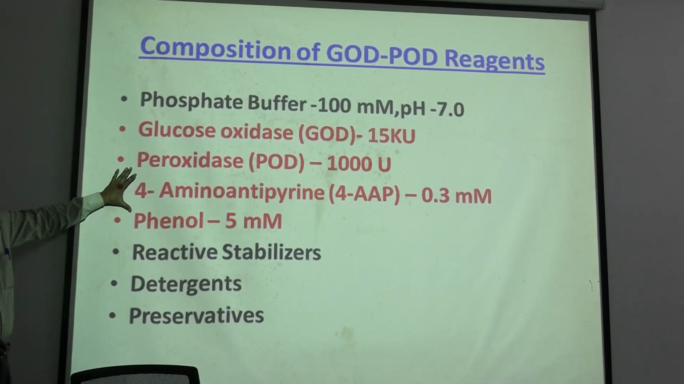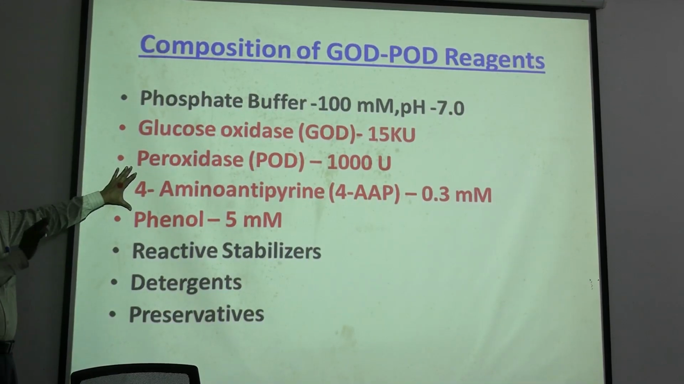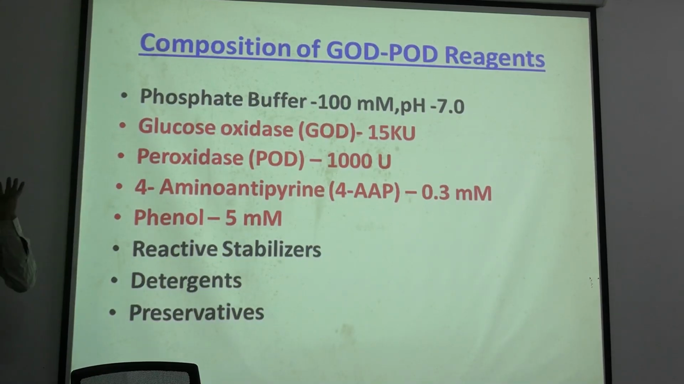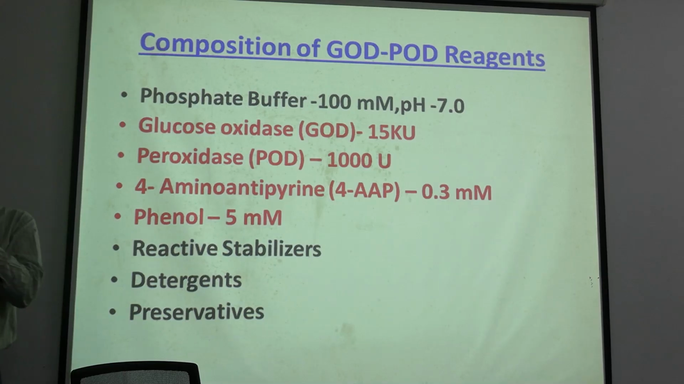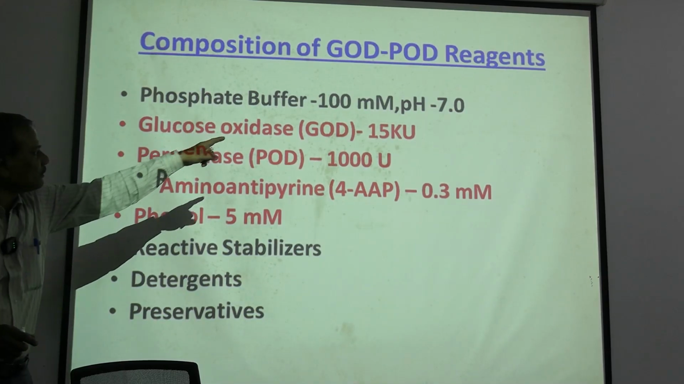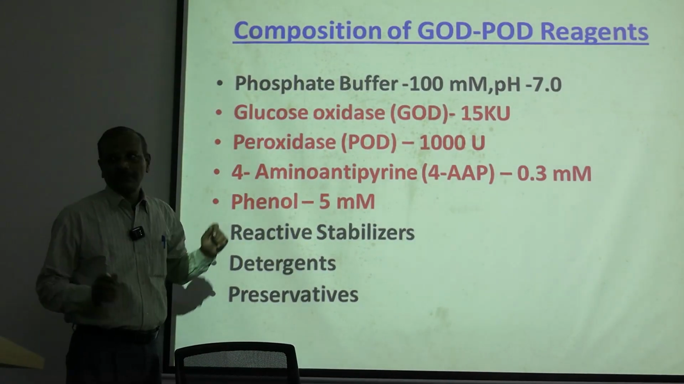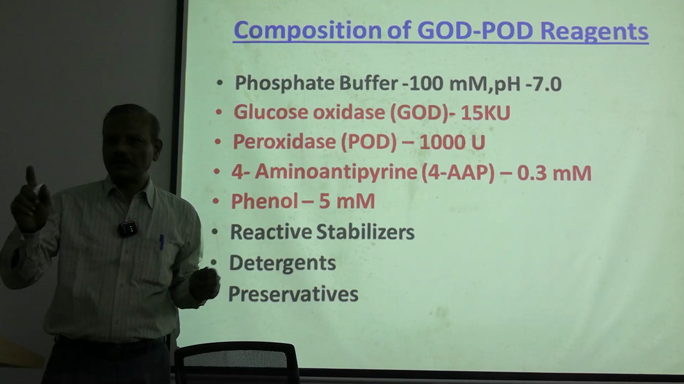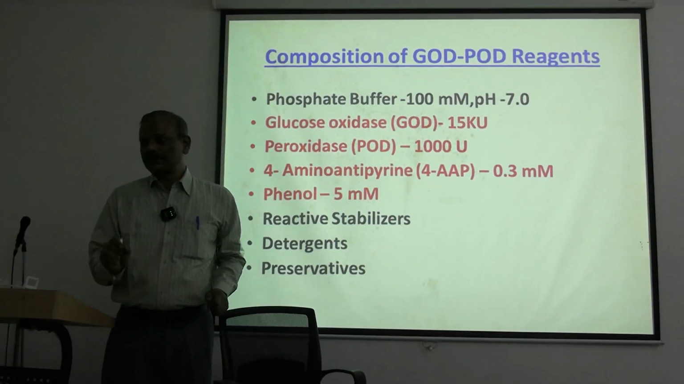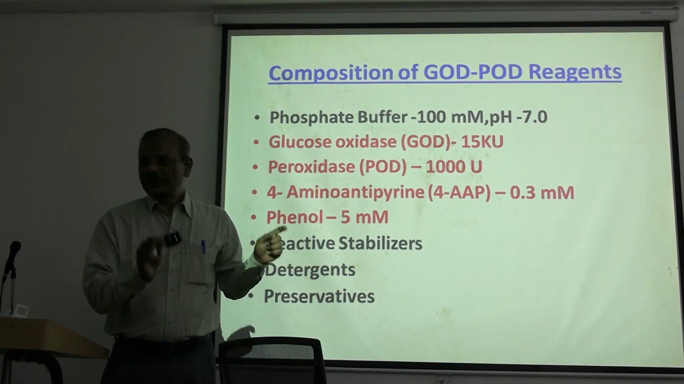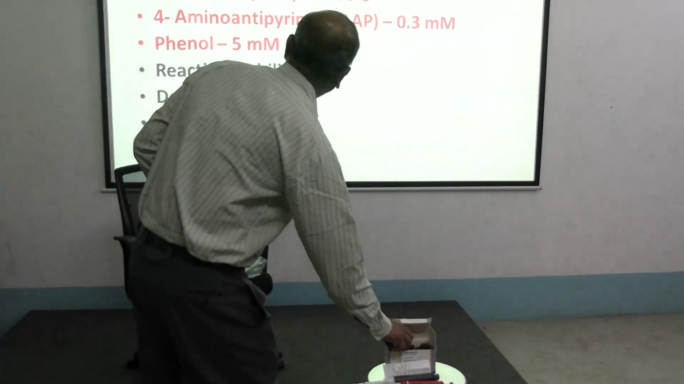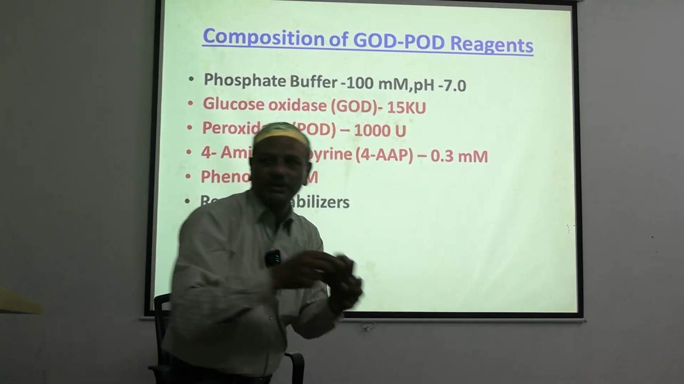Whatever has been written in red is what will actually participate in the reaction. For any enzymatic reaction you require a buffer, because you require a certain pH. That pH has to be maintained, and this is a pH of 7 point something, and the strength of the buffer is standardized. So that part you need not worry about. I only wanted to highlight that an enzymatic reaction takes place at a particular pH, and that pH is maintained by the buffer. In this big solution, the major amount is the buffer.